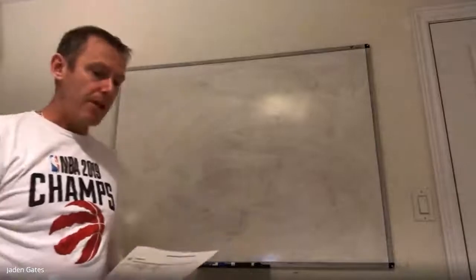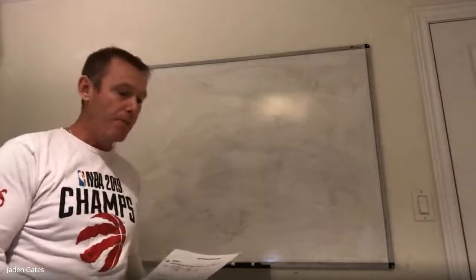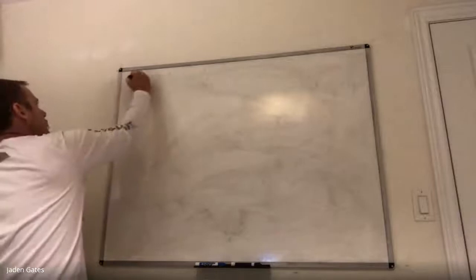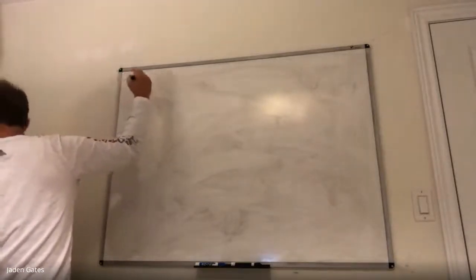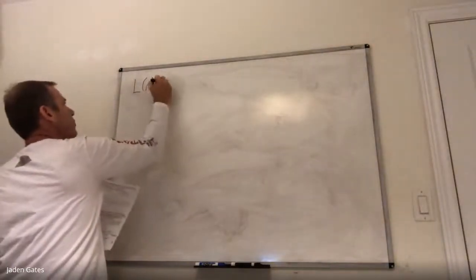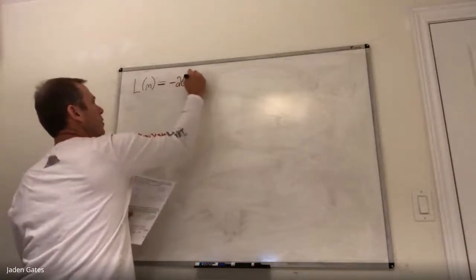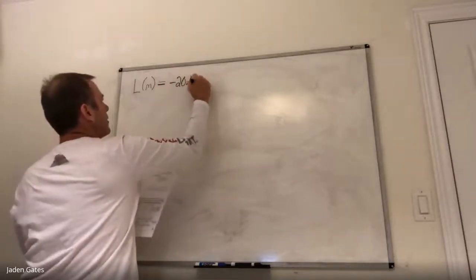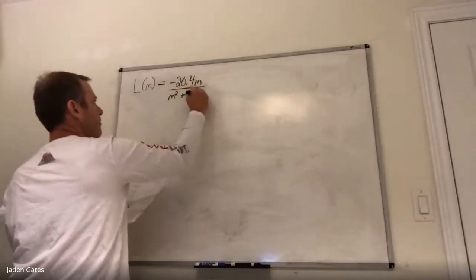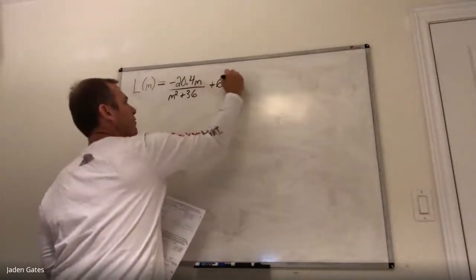After you eat something that contains sugar, the pH or acidic level in your mouth changes. This can be modeled by the function. Let me write this down here. Here's our function, L of m. So we've got L as a function of m, which is equal to -20.4 m divided by m squared plus 36. Oh, and don't forget the plus 6.5.